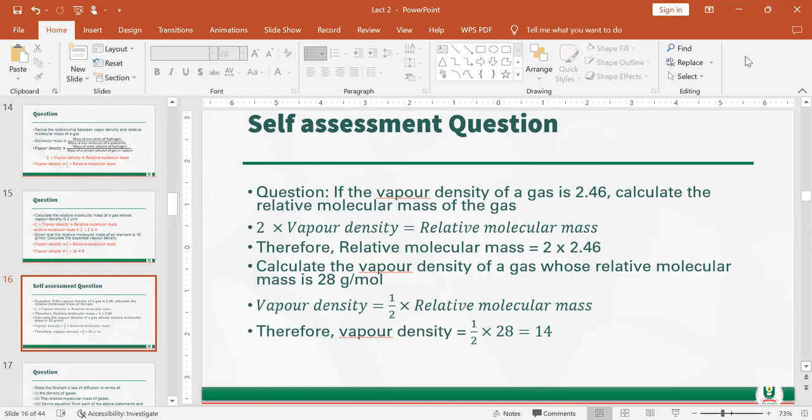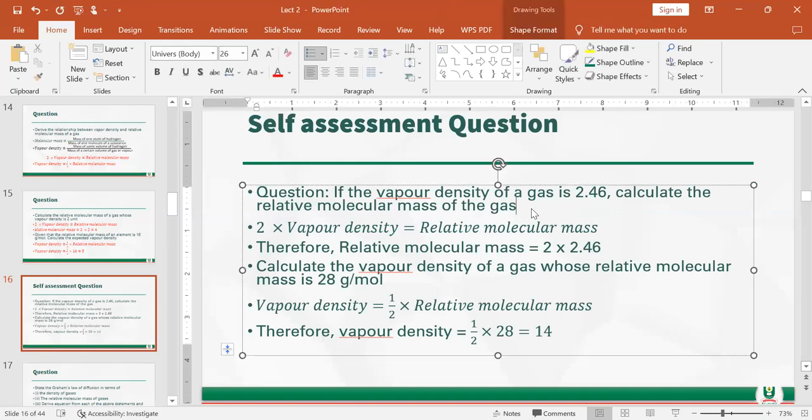If the vapor density of a gas is 2.4, calculate the relative molecular mass of the gas. The relative molecular mass is 2 times the vapor density, so that will be 2 times 2.4. Calculate the vapor density of a gas whose relative molecular mass is 28 grams per mole. So the answer will be half of 28.